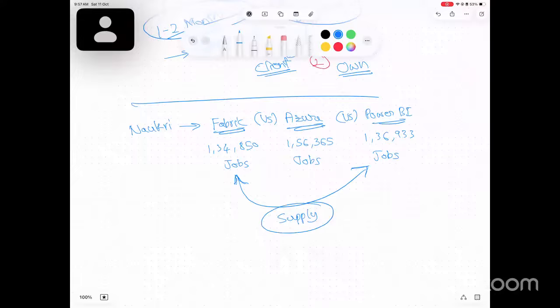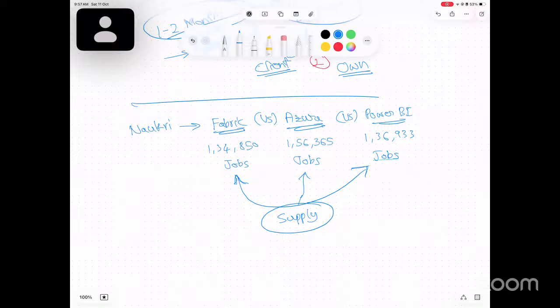Now look at the market. How many people have Power BI versus how many people have DP600 and DP700? So supply is the place where you will find the differentiation for all three, not just Fabric or Power BI.